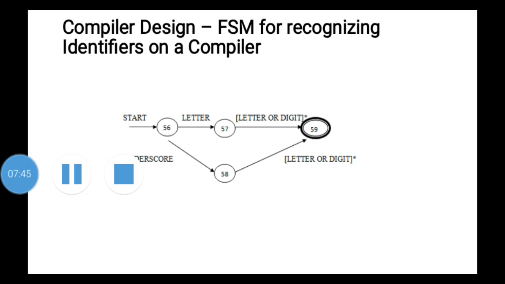Or if you want to start with an underscore, you have the underscore, then the letter or digit star, which means you can mix it up with the letters or the digits in any manner. It is already an identifier at that point. Then you go to your final state. So for the programming language, I think it's Pascal that it was designed for, this FSM will pass an identifier in the programming language it was designed for.